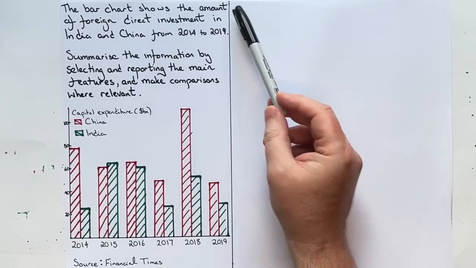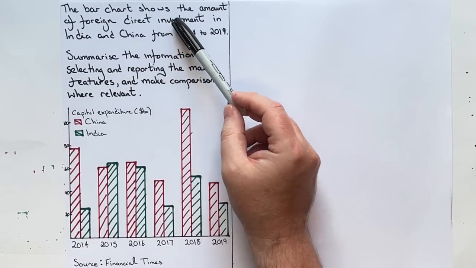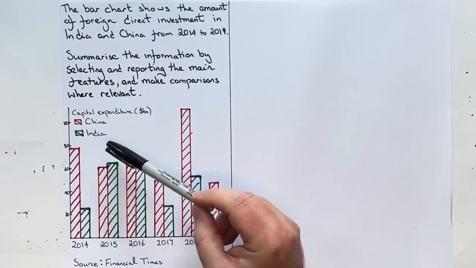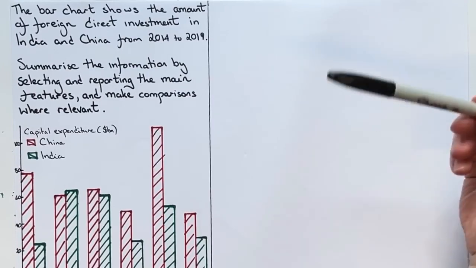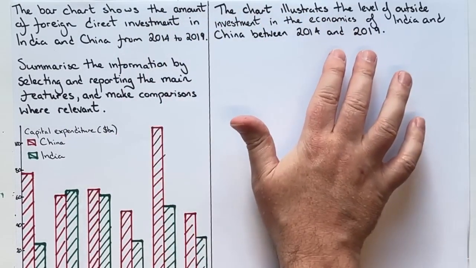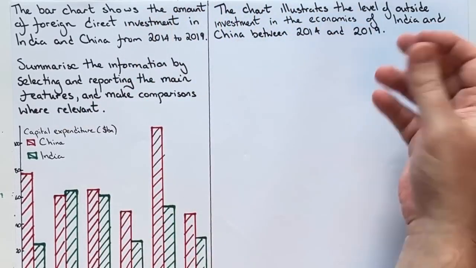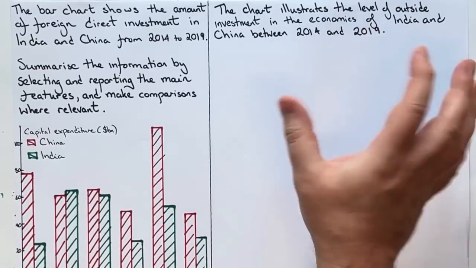So the first thing we need to do with our introduction is simply look at this first paragraph, which is normally one sentence, and paraphrase it. That's going to be our introduction. That's going to be our first paragraph. Okay, so how have I paraphrased this? Well, I've used a number of synonyms, words that mean the same thing, but are different words.